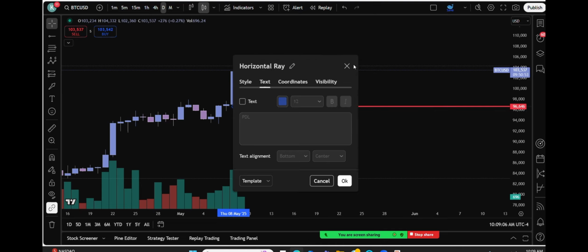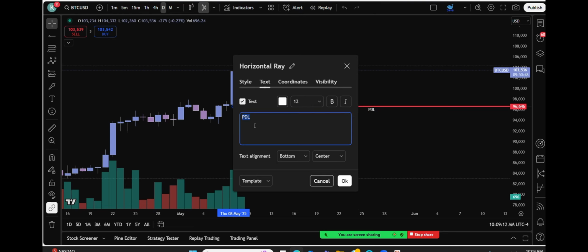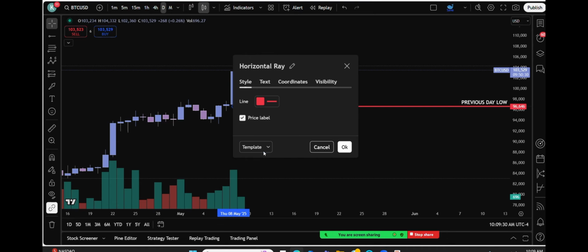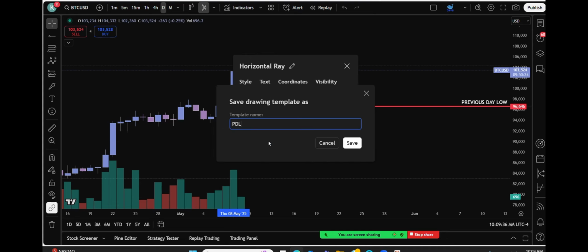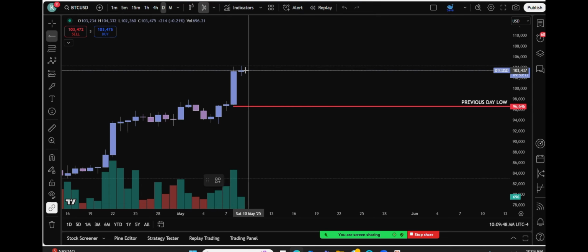So now we click on settings. We turn the text on. We want the text to be white, and we make it previous day low. We want it to be at the top on the right side. Let's make it 16. And we also want our price label to be on. So when we save it, we save as PDL. Let's get used to knowing that. Let's get used to the abbreviations. Cool. Now we go previous day high.